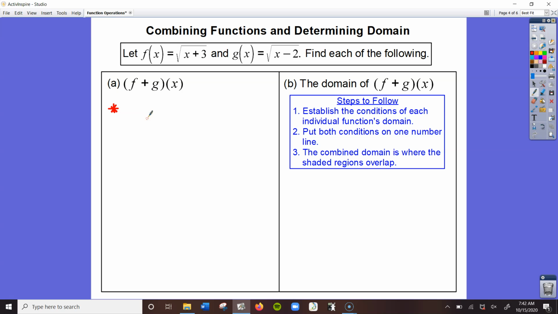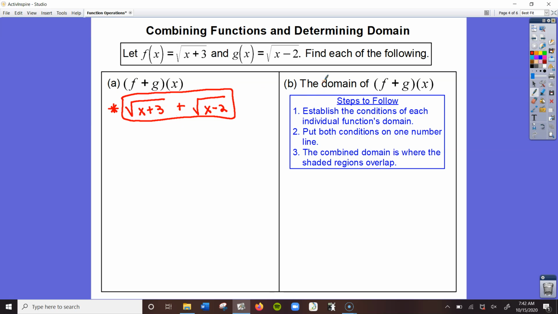Most of the time, the actual operation is the easier part of these types of questions. So we have f, which is the square root of x plus 3, and I am adding g, which is the square root of x minus 2. This is it. I would not be able to do anything more with this because what's inside the radicals are not the same. And you can only add radicals if the insides are the same. So that would be my new function, f plus g.